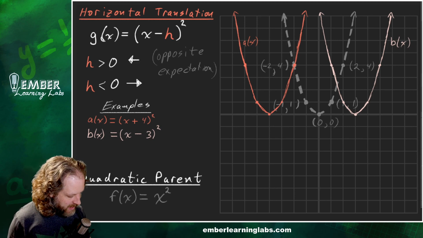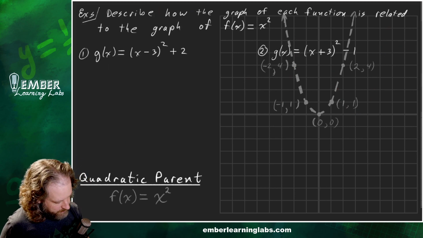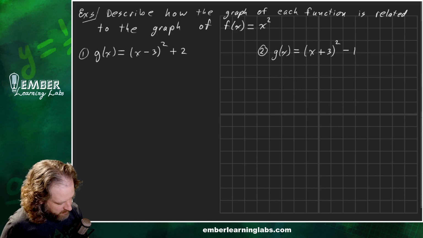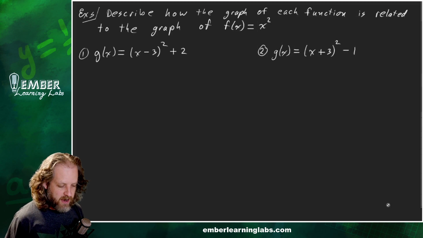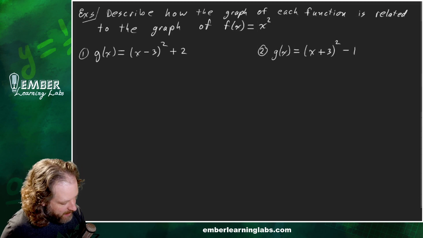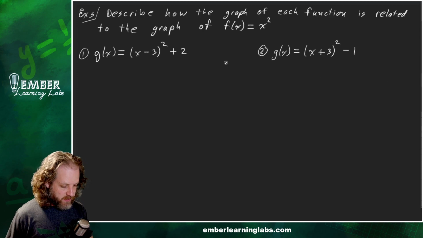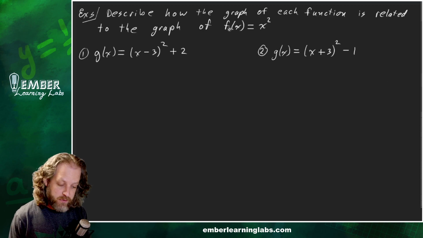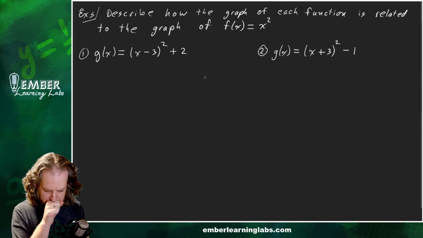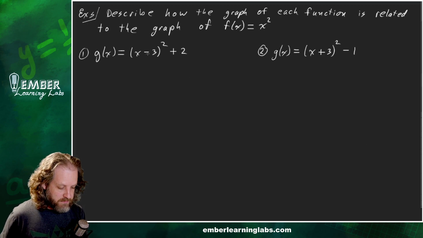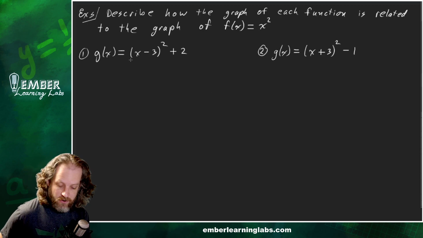So that is that. Let's do a little example here. Let me move all this for a minute. All right. So we want to describe how the graph of each function is related to the graph of the parent function. So this one, where does it shift? Well, we've got both horizontal and vertical shift.